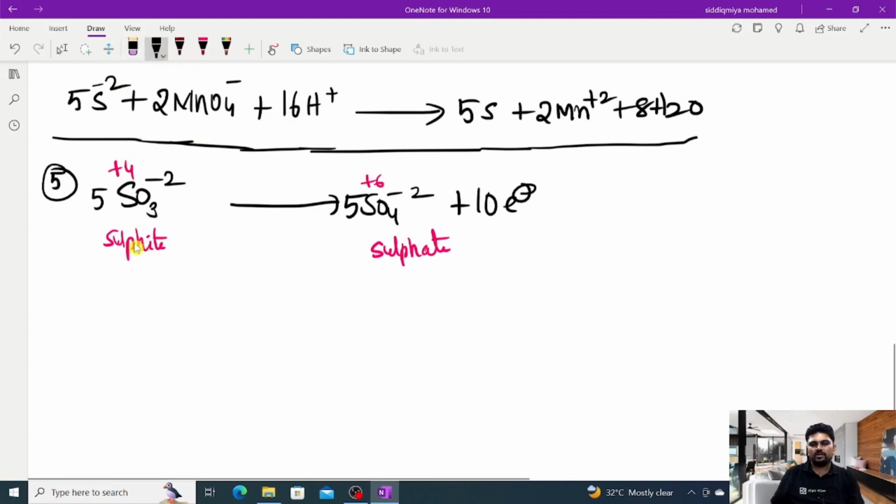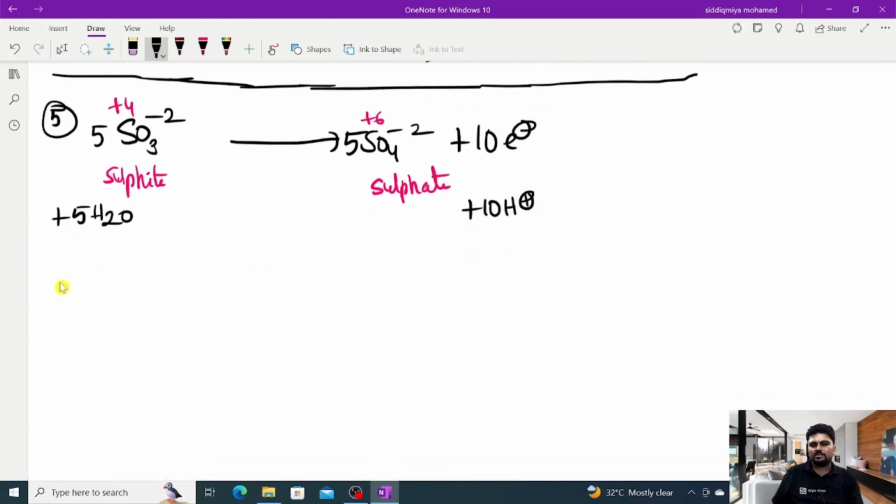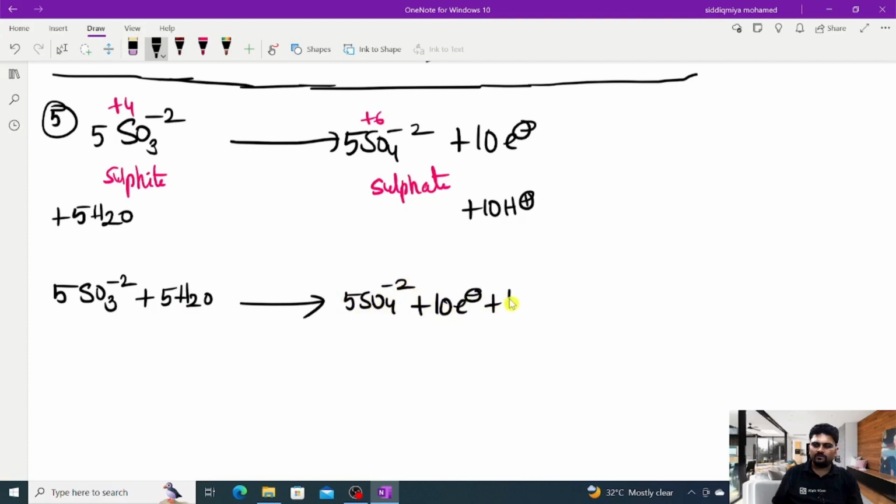This, in redox reactions, we will study in 11th standard. 5 moles of water you have to add. Then the hydrogens became fewer, so 10H plus you have to add. Correct? Here 5 to 10. Now just write this equation properly: 5 moles of sulfite ions and 5 moles of H2O will give you 5 moles of sulfate plus 10 electrons plus 10H plus ions. Clear? Now everything is balanced.